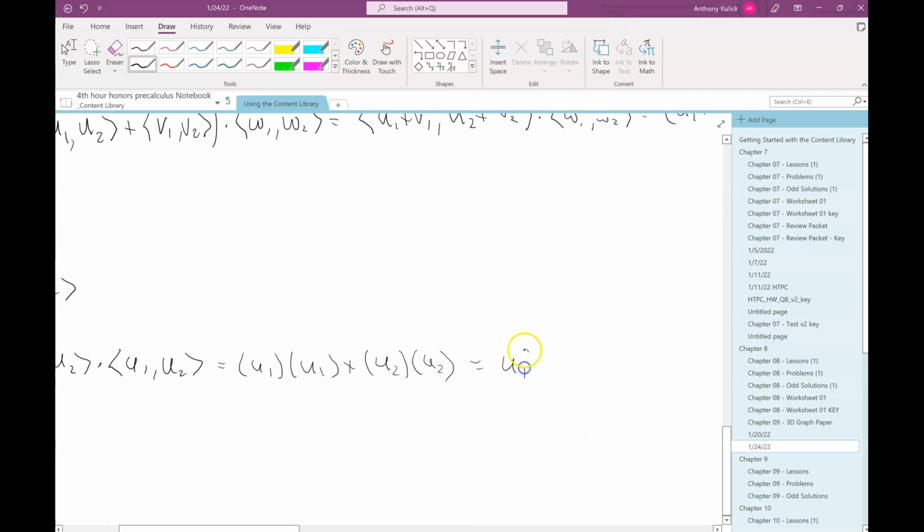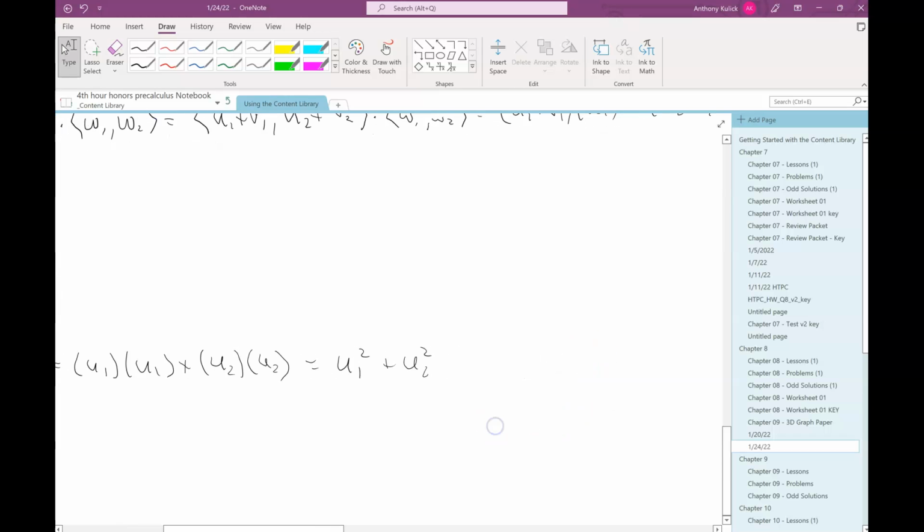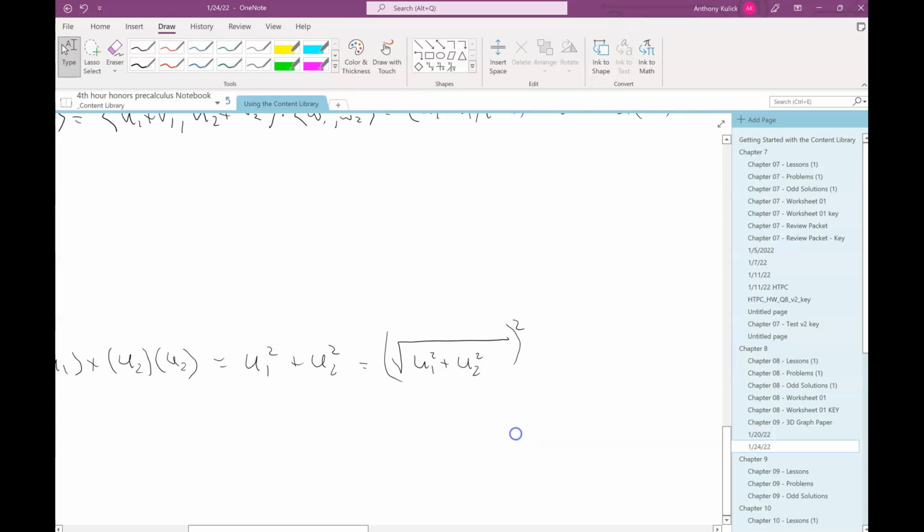And U1 times U1 is just U1 squared. U2 times U2 is just U2 squared, which is the same thing as U1 squared plus U2 squared, like that. And I notice the piece underneath here is just my definition of the magnitude of U. And I'm done.